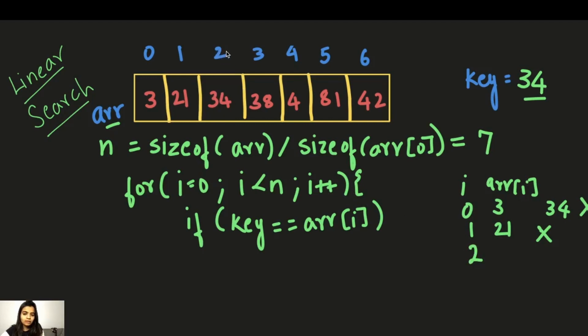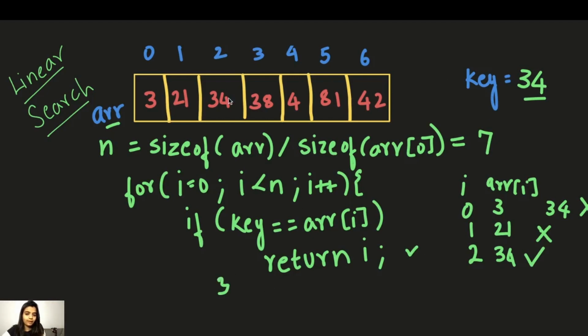Okay, so now in the array we have 34 as the third element, whose index is 2. So 34. Is 34 equal to our key? Yes, it is equal to our key. So we just return the position, which is i, and that's it. Our search is successful.